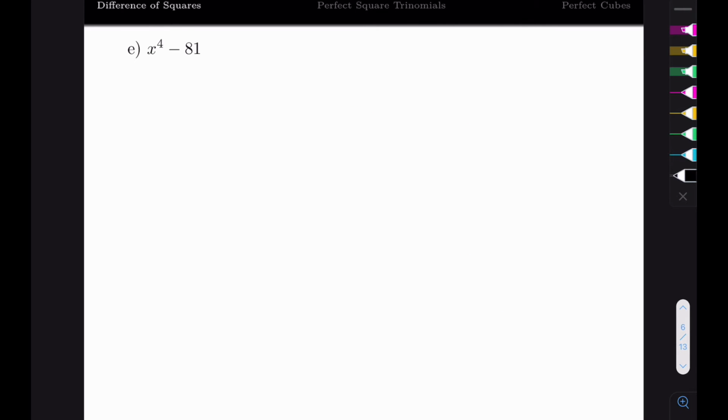So let's do one more example. We've got x to the 4th minus 81. So I'm going to set up my parentheses again. 81 is a perfect square. So let's do a 9 and a 9. Make one positive, one negative. X to the 4th, we can say that's x squared times x squared.